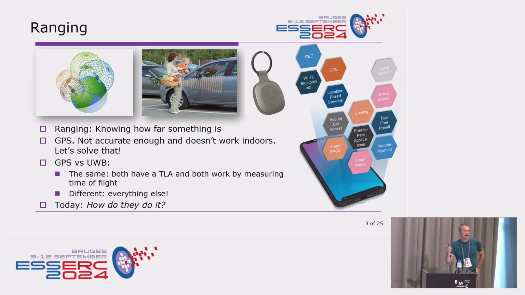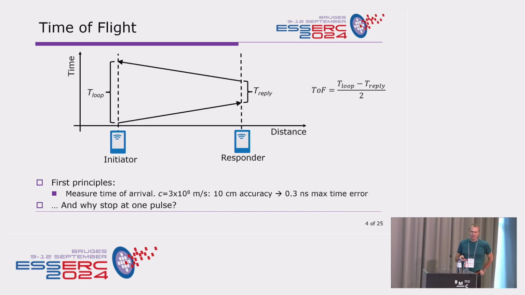So the topic of today is how do we do that? And the answer is time of flight. And time of flight is very, very simple. c is 3 × 10⁸ meters per second. So if we want, let's say, 10 centimeters of accuracy or so, which sounds ballpark reasonable, then we need to measure time with an error of about 0.3 nanoseconds. And it works somewhat like this.